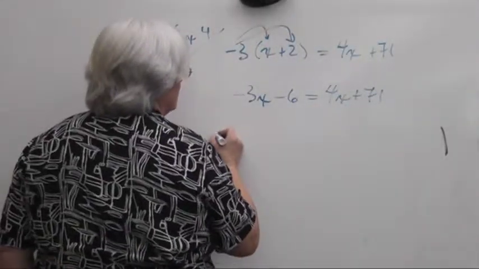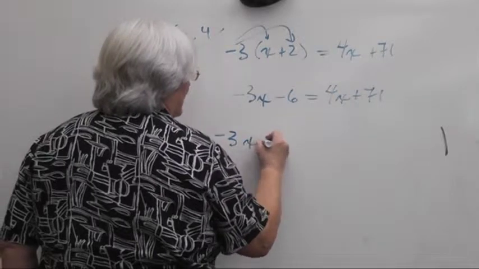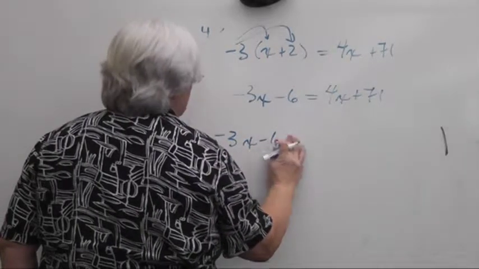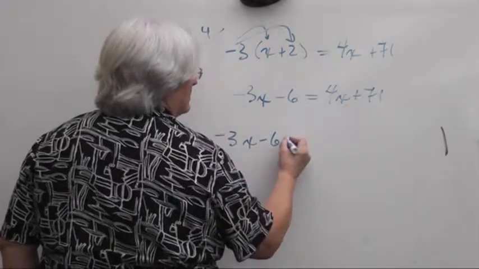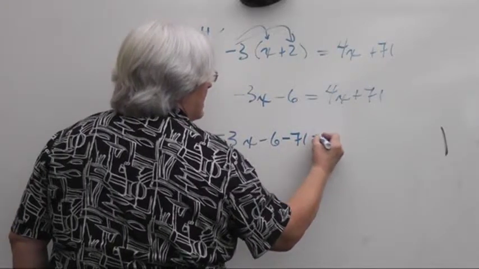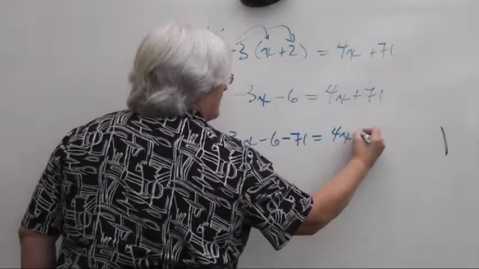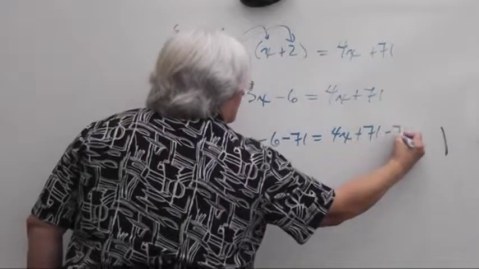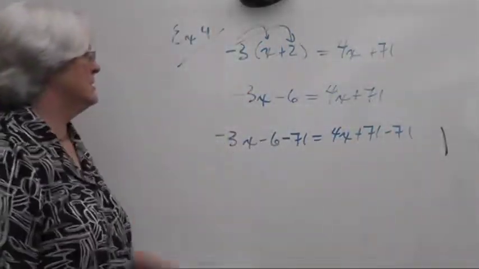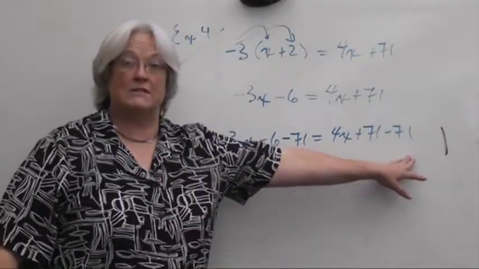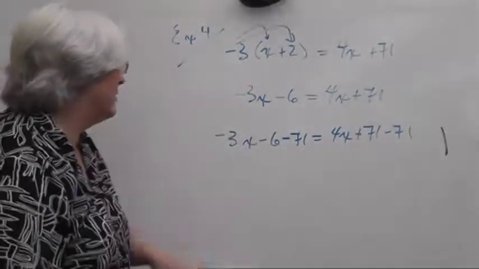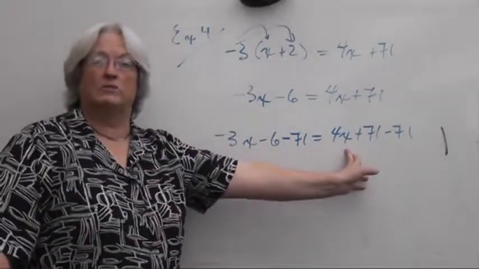So in order to do that, I'm going to have to add, that's a positive, I'm going to have to subtract a 71 from both sides of the equation. So what happens when I subtract the 71 from the right-hand side of the equation? Well, I have my 4x all by itself.